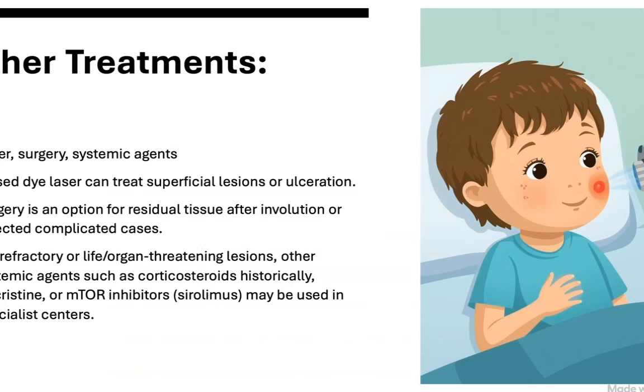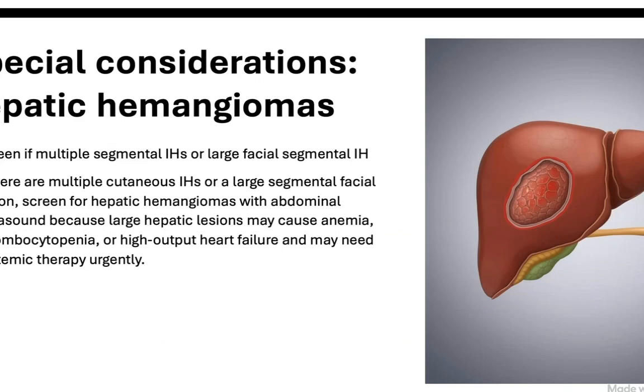So what are the other treatment options? Laser surgery and sometimes other systemic agents. Laser can be used for the superficial lesions, although it may cause hypopigmentation and scarring. Surgery is another option for residual tissue after regression or selected complicated cases. But for refractory or life or organ-threatening lesions, you can use systemic agents like corticosteroids and sirolimus.